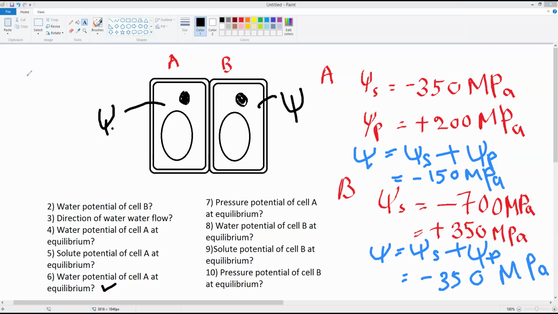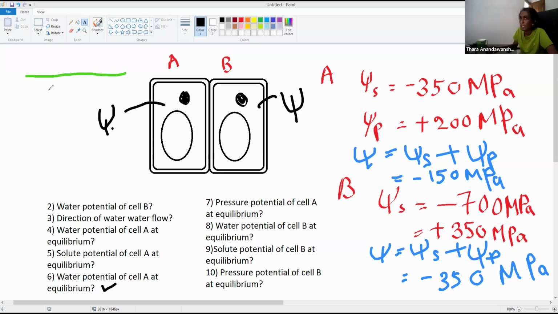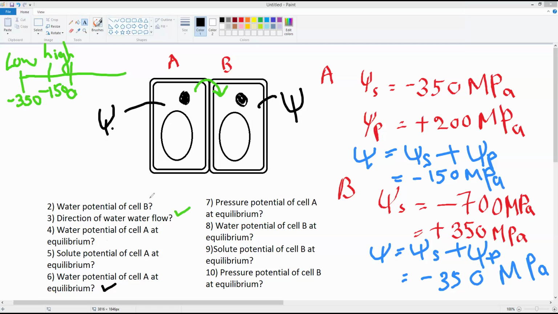Cell A. When the value is very close to zero, that one has high water potential. Minus 150 is here, minus 350 is somewhere here, isn't it? This one has low water potential, this one has high water potential. So from cell A to cell B, water is moving. Okay? Yes teacher.